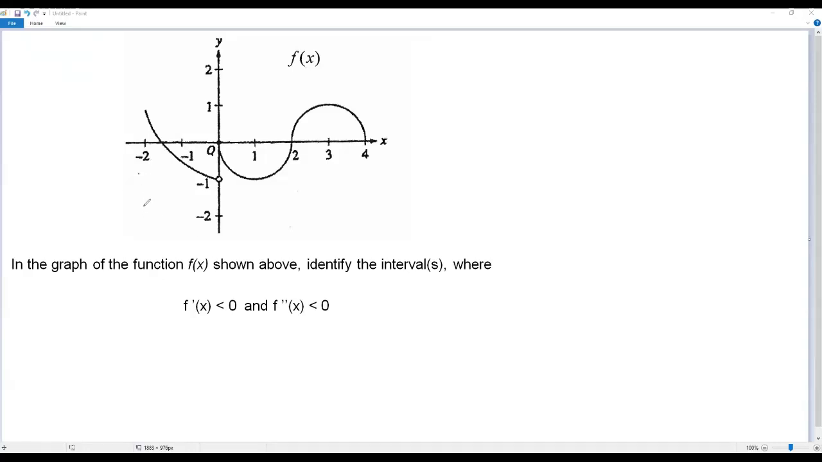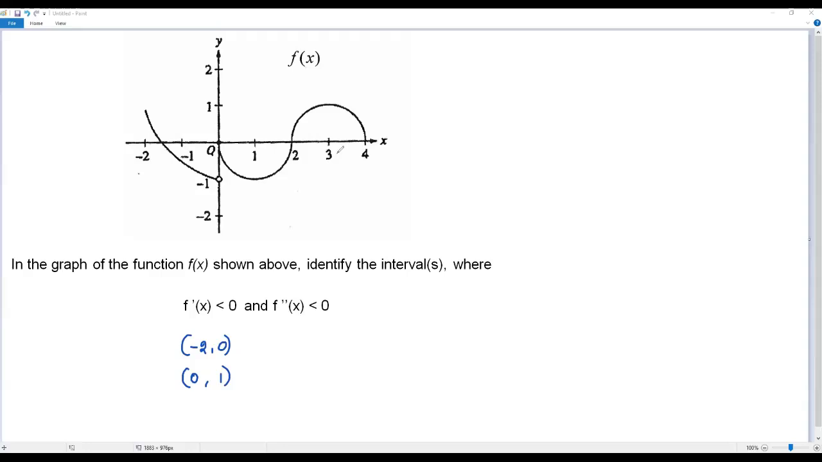Okay, when I consider the interval negative 2 to 0, clearly the graph of the given function f of x is falling because it's going down. So clearly in this interval from negative 2 to 0, the first derivative, that is f prime of x, is negative. So we can write the interval over here which satisfies this condition. And also from 0 to 1, the graph of the given function is going down. That is, it's falling. So we can write that interval also, 0 to 1, because in this interval the slope is negative as the graph is falling. From 1 to 2, it's going up, it's rising.